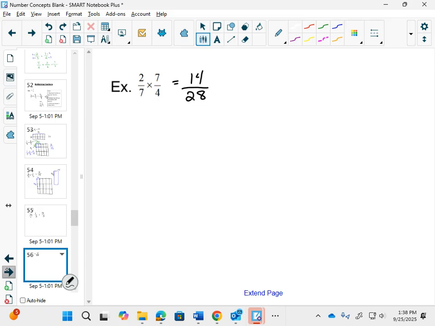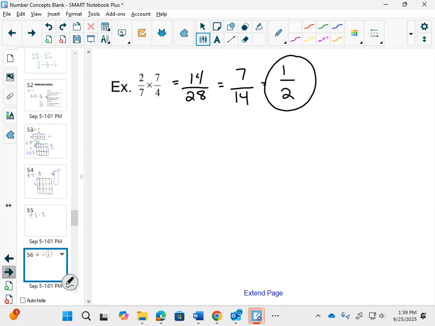And in this one, we have to reduce this to lowest terms. So is there a number you can divide both the 14 and the 28 by? 2. You can divide them both by 2. If you divide them both by 2, you will get 7 here and 14 here. Are we done? Or can you divide both of those by something? You can divide both of them by 7. So then this becomes 1, and this becomes 2. This is the lowest terms.